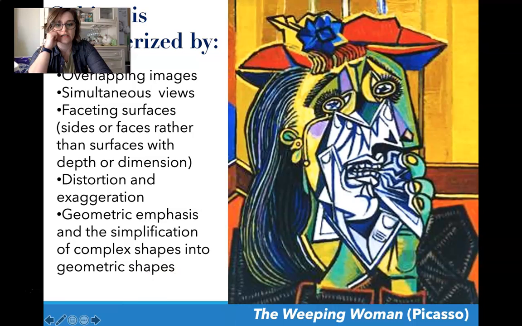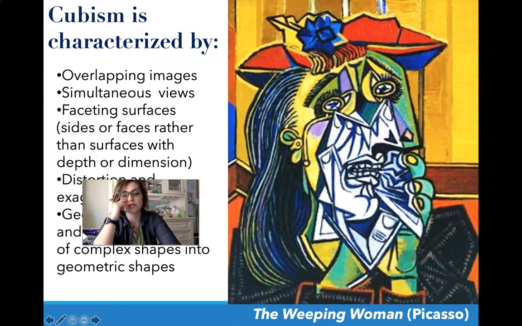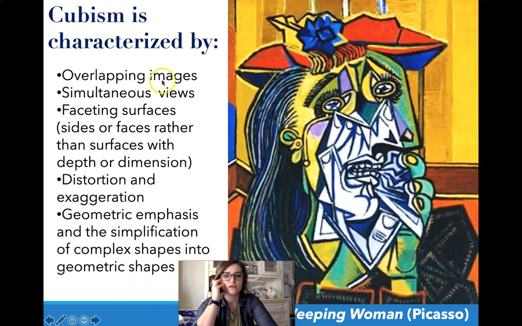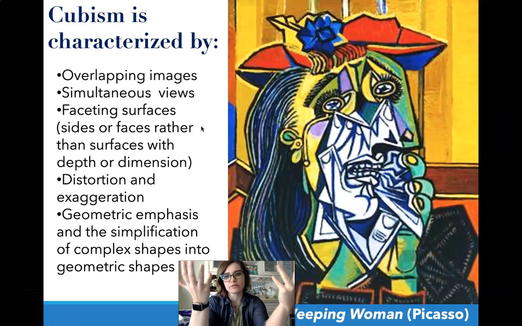Okay, and here is probably, I don't know, it might be his most famous. It's the one that I recognize when I think of Picasso. I think of this particular image, and then his blue guitarist one. But this is the Weeping Woman. And these are the things we notice: overlapping images, simultaneous views, which is what we've been talking about. We're looking at her from all different views at the same time, simultaneously.